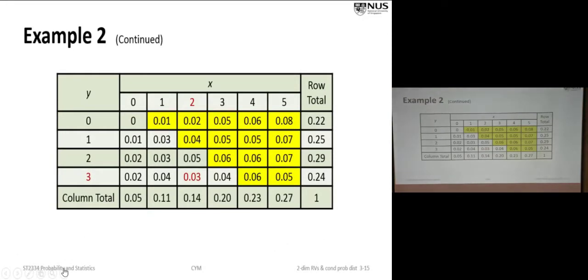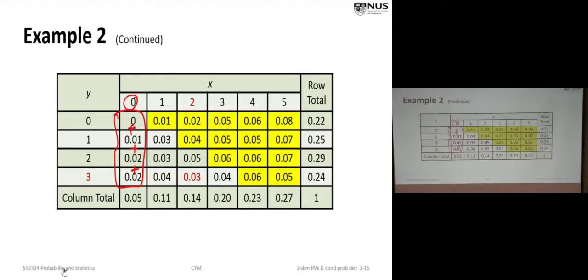Okay, so this is the joint distribution. If we want to calculate f of x, we have to calculate f of x for all the x values. So in this case, I calculate at x equals 0. I have to sum up all these probabilities. All right, so the answer is 0.05. In other words, f of x at 0 is equal to 0.05.